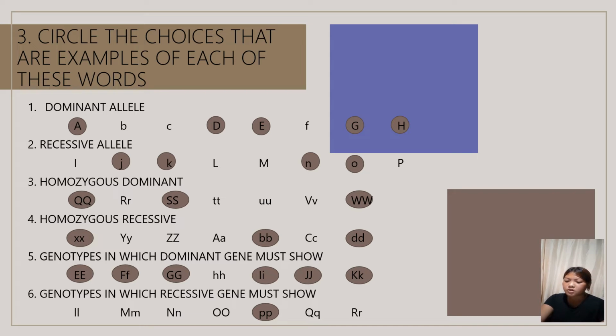Genotypes in which the dominant gene must show are all of the choices that have a capital letter in them, which are E, F, G, I, J, and K. And the genotypes in which the recessive gene must show is the opposite of the question in number 5, which is only the small letters present in the choices, which is only the double P.